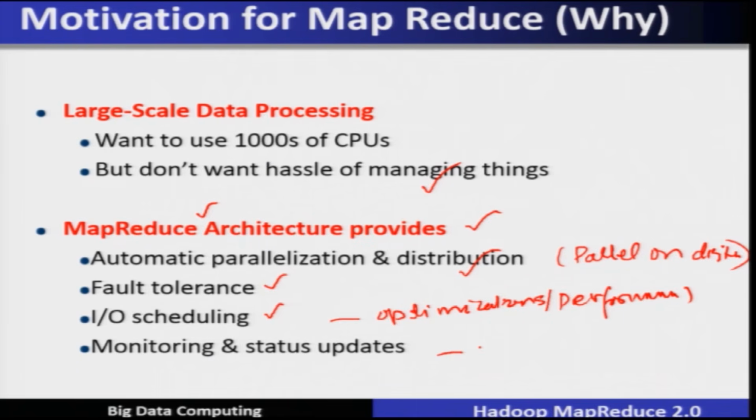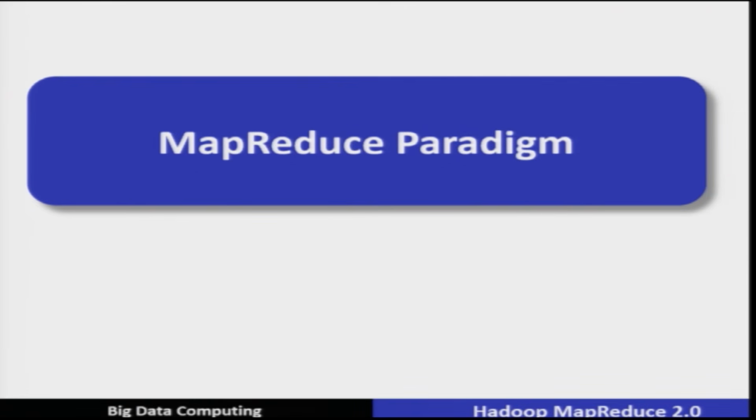Similarly, the monitoring of all the data nodes, that is the task trackers' execution and their status updates, is all done using client server interaction in the MapReduce architecture, and that is also taken care of. Now, let us go into more detail of the MapReduce paradigm.